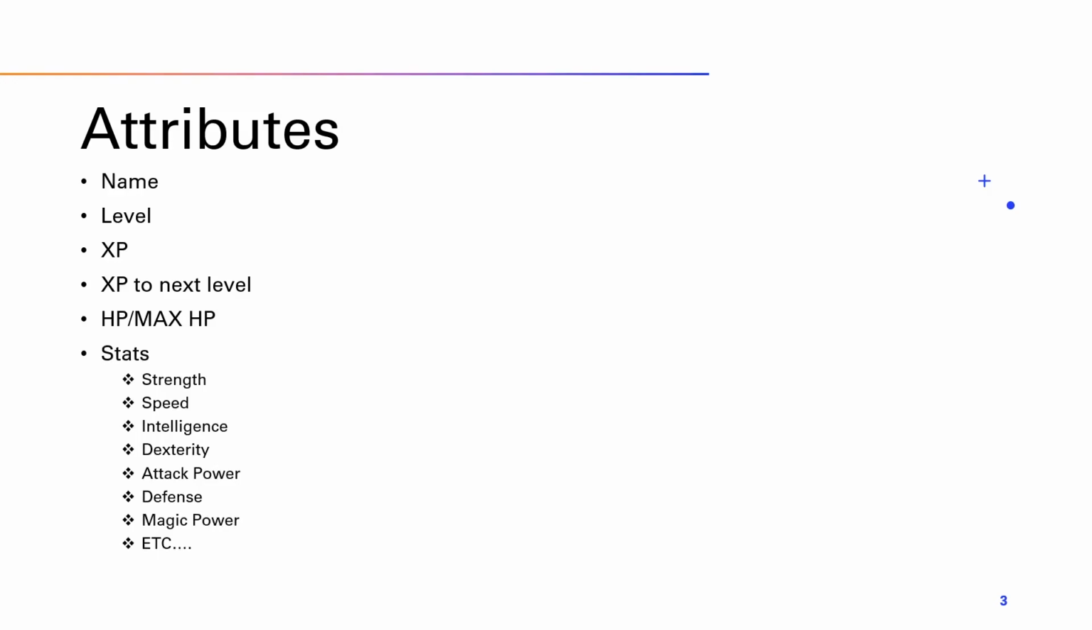All actors will have different types of attributes. Some of them will include the name, level, XP or experience points, XP to the next level, HP or hit points or health points or whatever you prefer, max HP, and stats. The stats will have their own class in our game. We're not going to bombard the actor class with too many different things. Stats will have its own class, and then the actor will have an object or a variable of a stat. Some of the stats will include strength, speed, intelligence, dexterity, attack power, defense, magic power, etc.